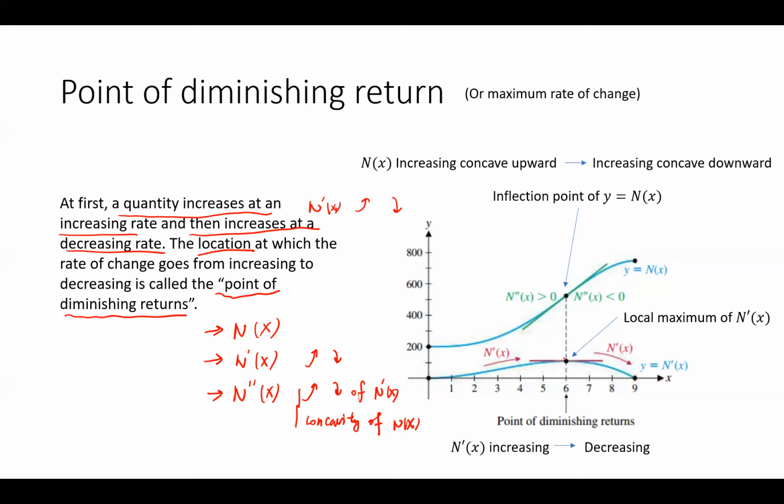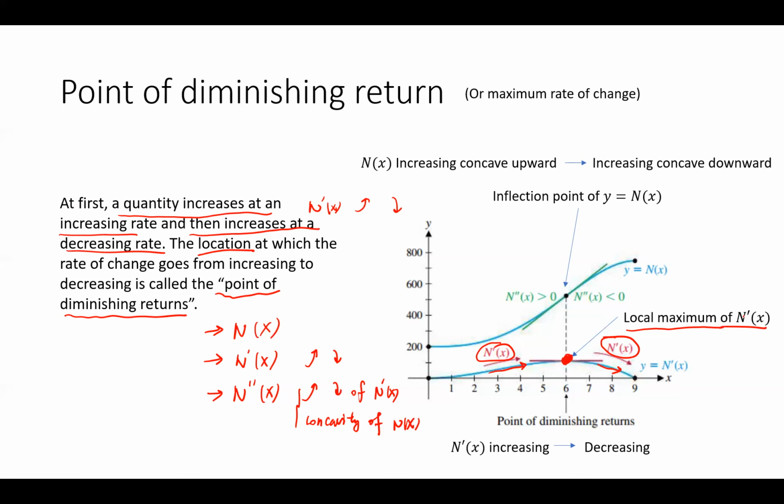So specifically, we're looking at this point. Graphically, we look at this graph. Now, the curve on the bottom is referring to the n prime of x. So this is the curve of n prime of x. First it's increasing, then it's decreasing. When this happens, we have this point, which is when the n prime of x reaches the local maximum. Then this point is called the point of diminishing return, because this is the local maximum of n prime of x.